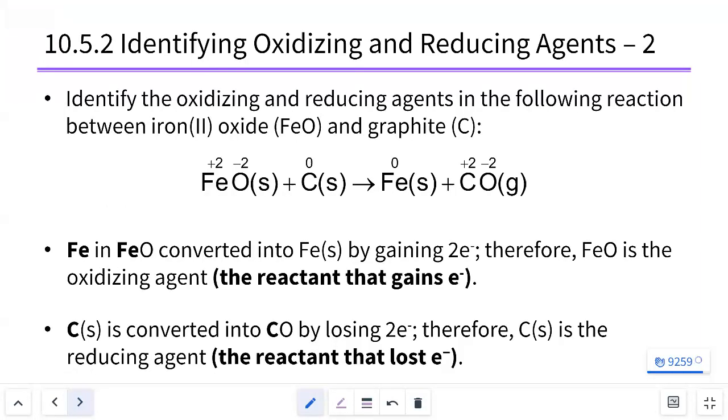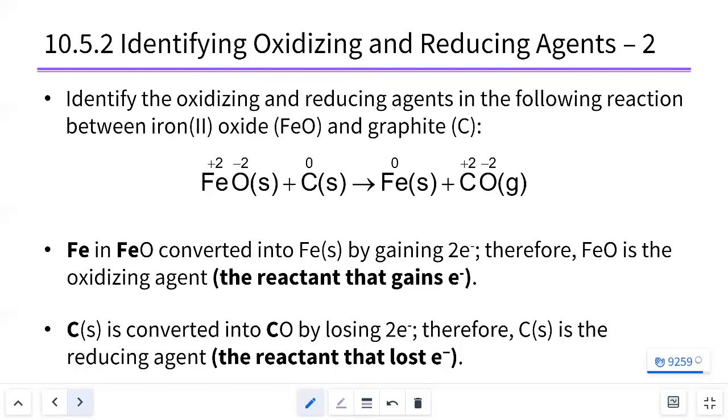So let's take a look at an example of this. Here we have a very common process used in the purification of iron for steel. You've got iron ore in the form of iron 2 oxide reacting with graphite to make iron metal and carbon monoxide.